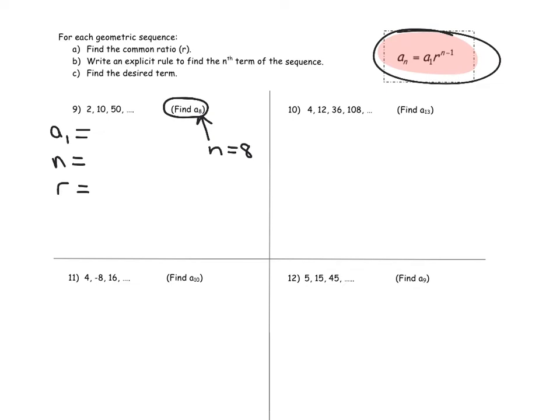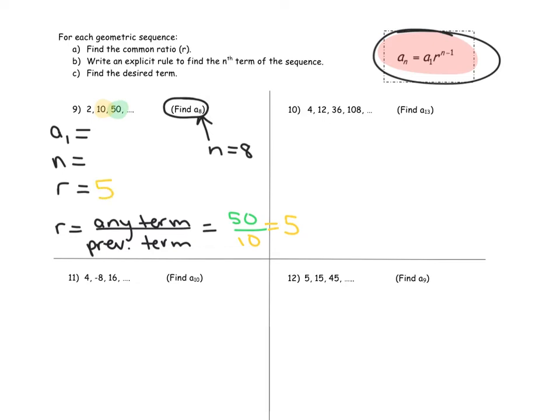So, first, find that common ratio. So the common ratio, well, let's see. To find r, we take any term and divide it by the previous term. Take any term, divide it by the previous term. So pick a term. Sure, I think I heard that in the back. Someone said 50. Awesome. So we're going to take 50, and we're going to divide it by the previous term to 50, which is 10. 50 divided by 10 is 5. So your common ratio is 5.